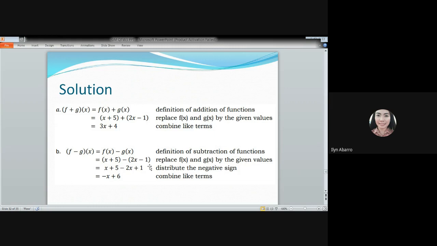Okay, so we subtract. How to subtract? Again, we're going to convert it into addition by changing the sign of the subtrahend. Yung positive 2x naging negative 2x, yung negative 1 naging positive 1. And then combine the similar terms. x minus 2x is negative x. 5 plus 1 is 6. So our answer is negative x plus 6.